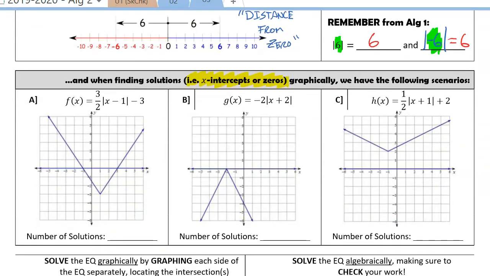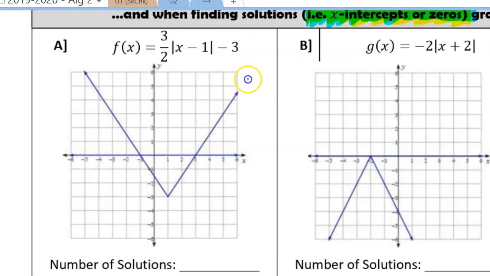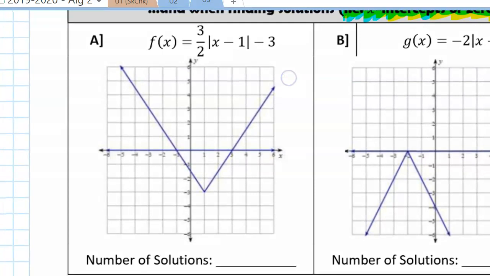This approach will help us as we look to solve the equations algebraically, but I'd like to actually start by looking at what it means to solve an equation graphically. We also remember in Algebra 1 when we did systems of equations, we were looking for the intersection of two lines. We can apply the same idea to absolute values by looking to find when the solutions, or really when the x-intercepts or the zeros, occur on an absolute value. So when we look at this first example, f of x equals 3/2 times absolute value of x minus 1 minus 3, this really just means y is equal to.